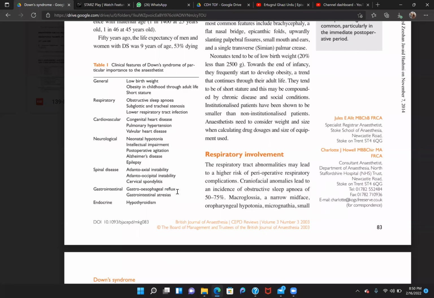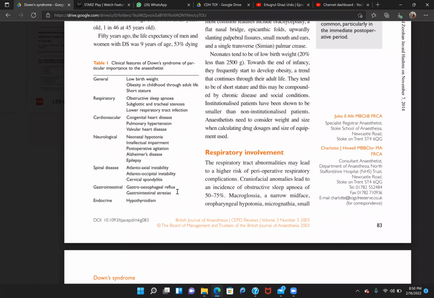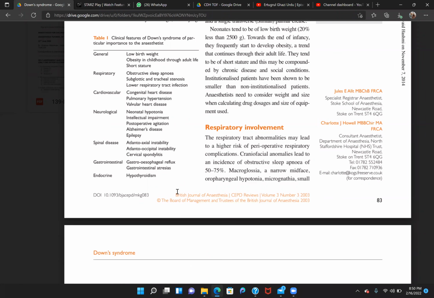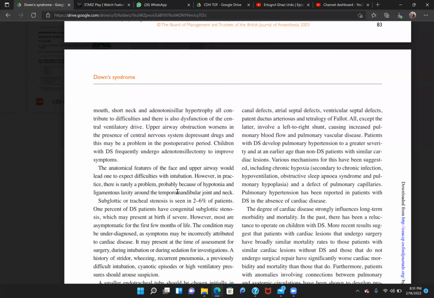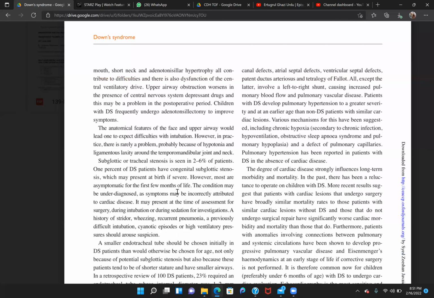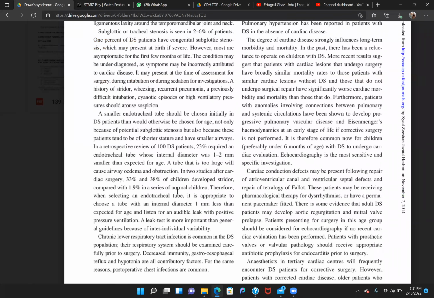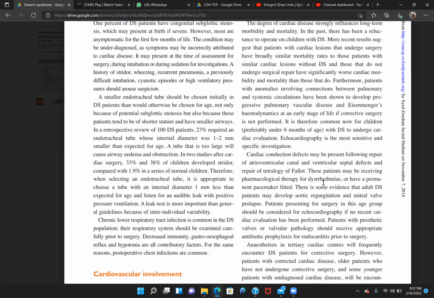Whenever there is aspiration, there will be chances of pneumonias. Okay. So these are the things which are related to what we have already discussed. Okay. So if you are able to tell these things, now you can go in detail. Cardiac, endocardial cushion defect, tetralogy of Fallot. Okay.